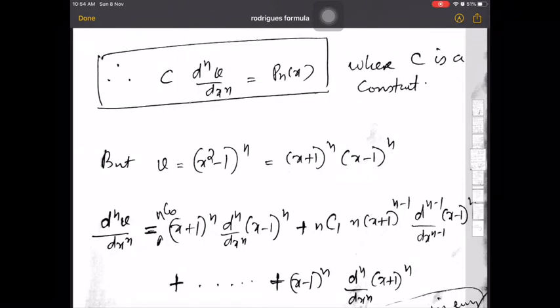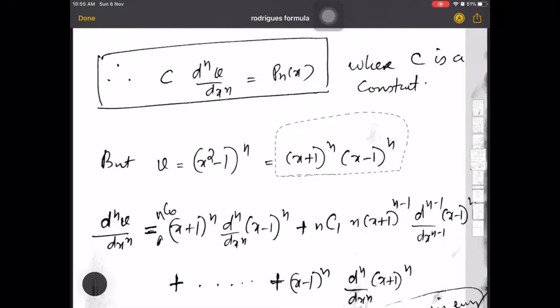So for determining the c, what we do is we start with this. We know v is x square minus 1 to the power n, which can be written as x plus 1 to the power n into x minus 1 to the power n. Okay, so this can be written as x plus 1 to the power n into x minus 1 to the power n. So two functions u, v. Okay, so I am finding this d raised to n v by dx raised to n, the nth derivative of this.